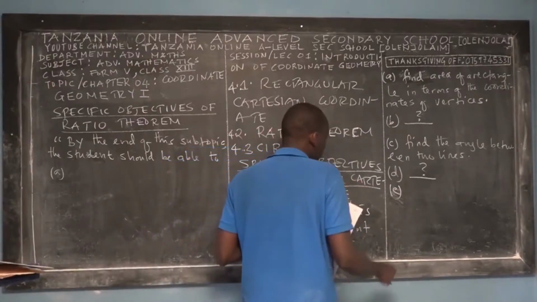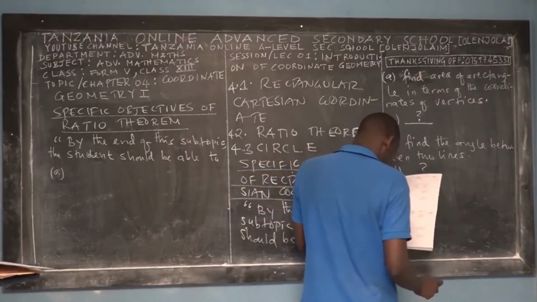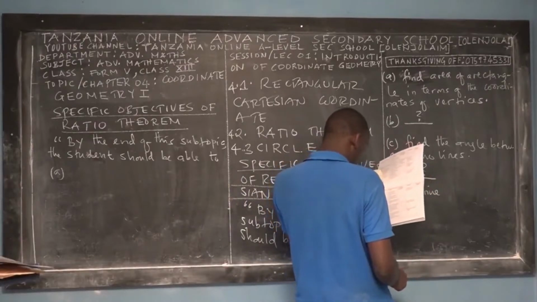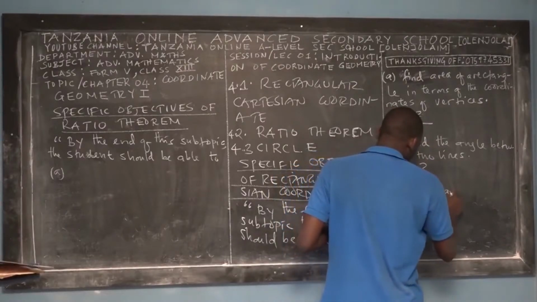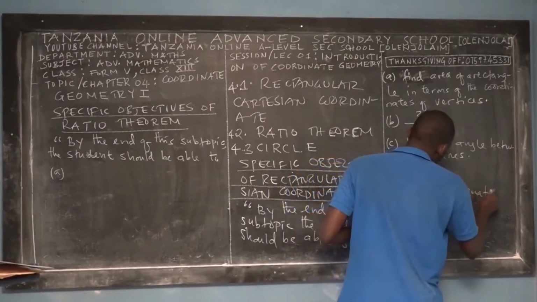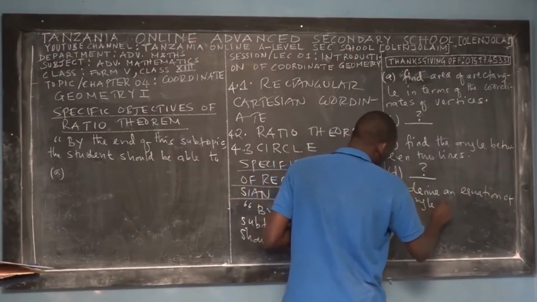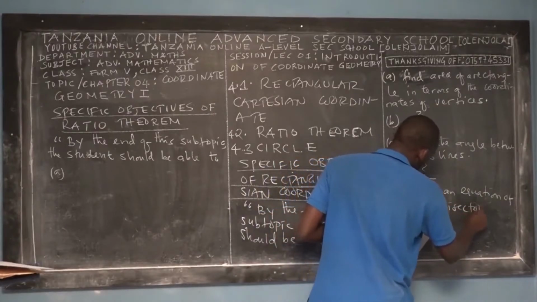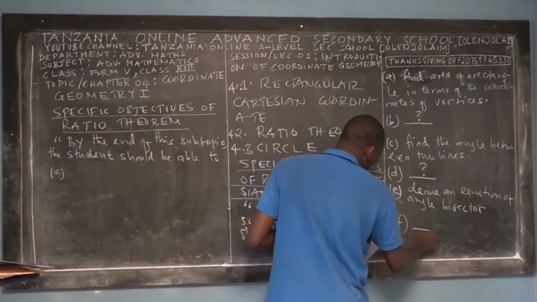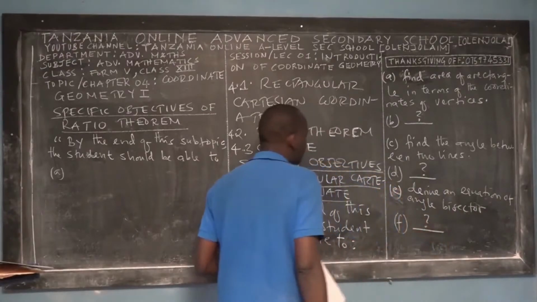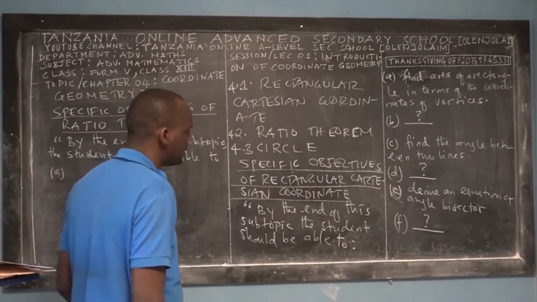The fifth one, the student should be able to derive an equation of an angle bisector. And then the sixth one, I leave blank for the students to fill. So students should be able to derive an equation of the angle bisector.